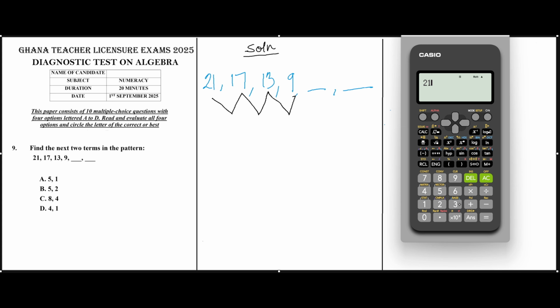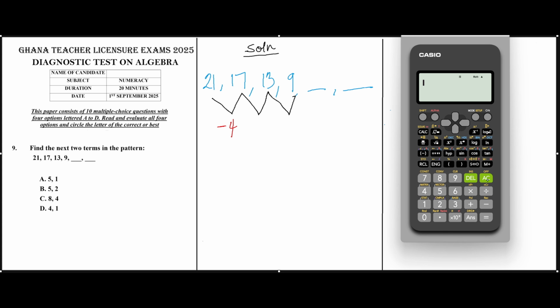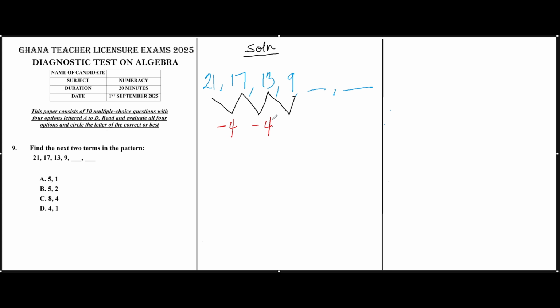So 21 minus 17, we have 4. So a decrease of 4, so negative 4. Decrease means negative. So you see that when you subtract 4 from 21, that is 17. Okay, so let's also see the second difference. From 17 to 13, there is a reduction. 17 minus 13, we have 4. So it is a decrease, so minus 4.